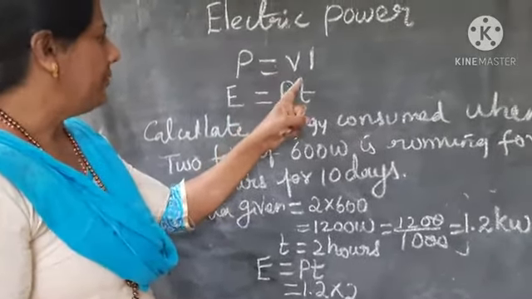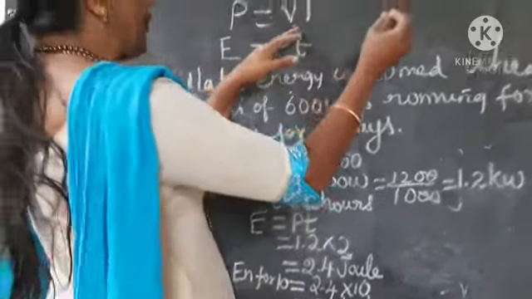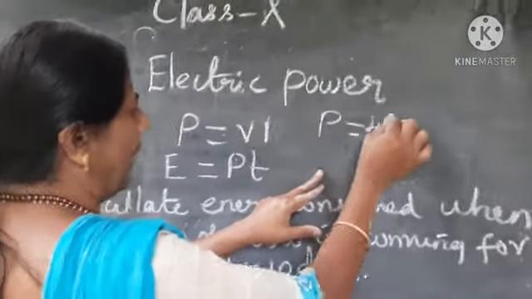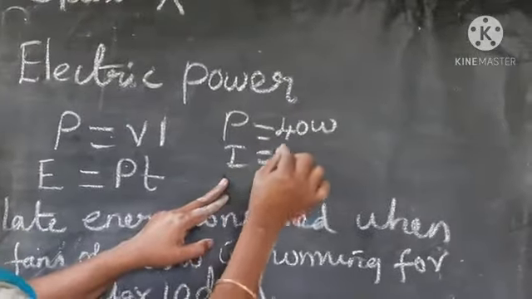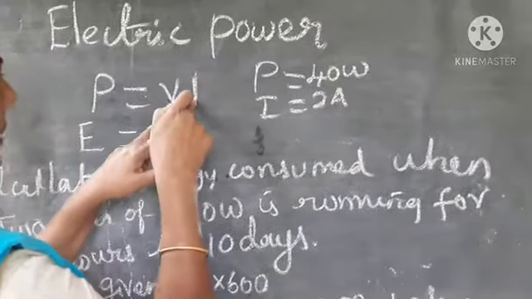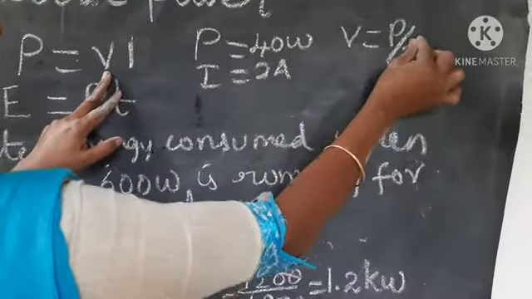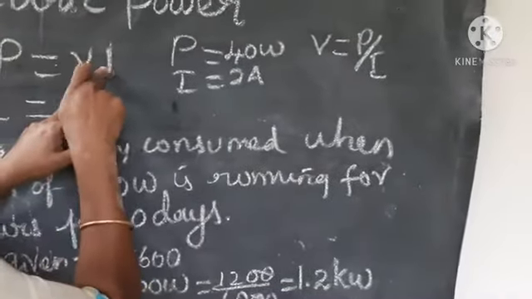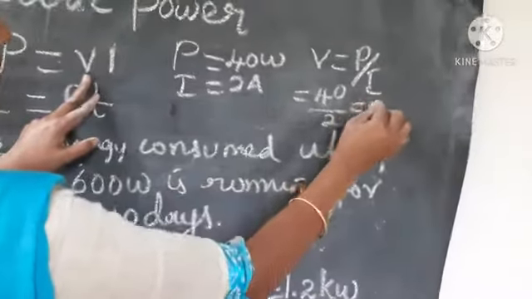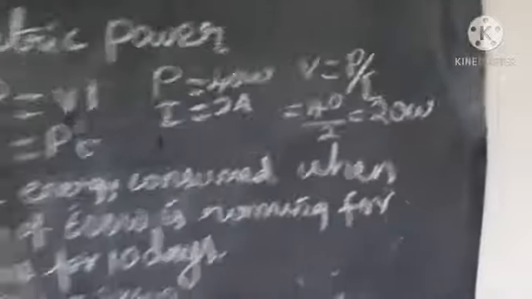P is equal to VI. Suppose, how will you calculate V? For example, P is given 40 watt, I is given 2 ampere, calculate potential difference. So you can choose this formula. How will you write from this formula? V is equal to P by I. Am I right? P is equal to VI, so V is equal to P by I. P is 40, I is 2. So the answer is 20. Power unit is watt.